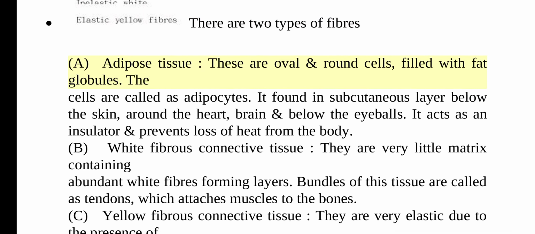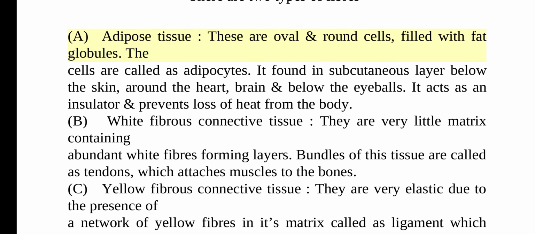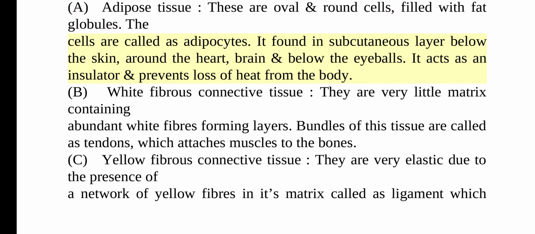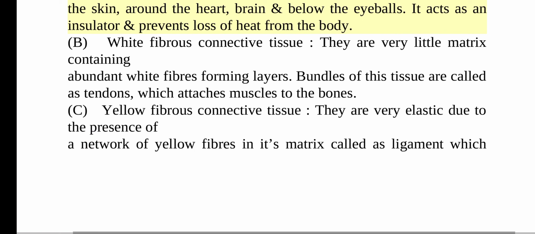A. Adipose tissue. These are oval and round cells filled with fat globules. The cells are called adipocytes. It is found in the subcutaneous layer below the skin, around the heart, brain and below the eyeballs. It acts as an insulator and prevents loss of heat from the body.